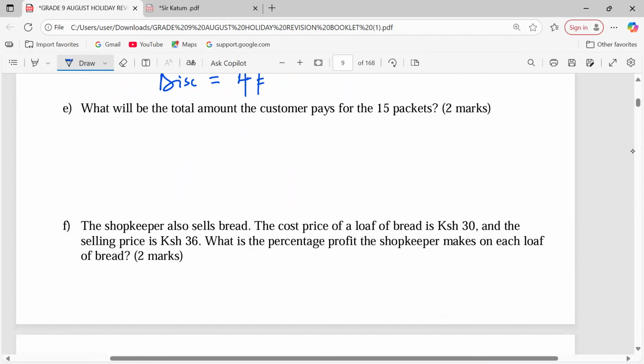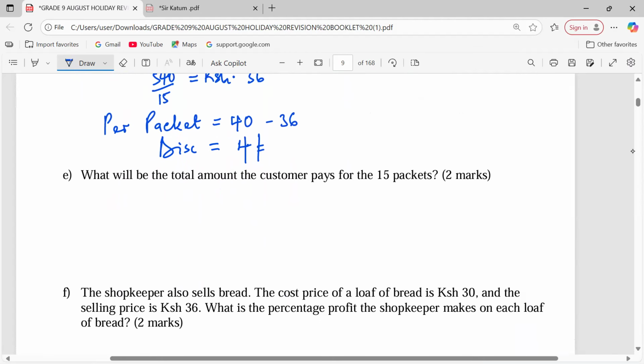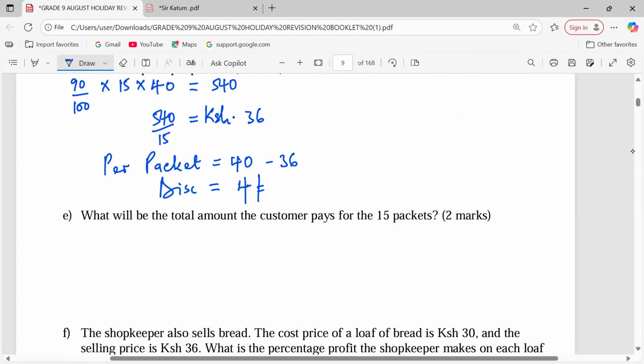Look at part E. What will be the total amount the customer pays for the 15 packets? That one we've already worked out. We are going to pay 36 times 15 packets, giving us 540. This has already been worked out.